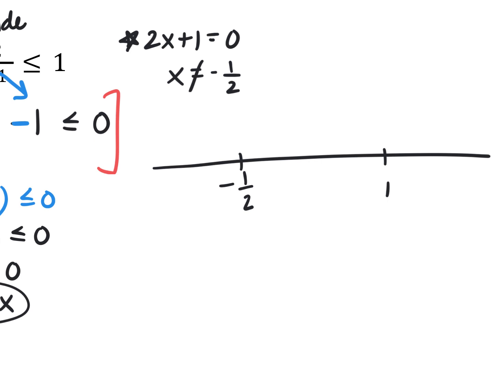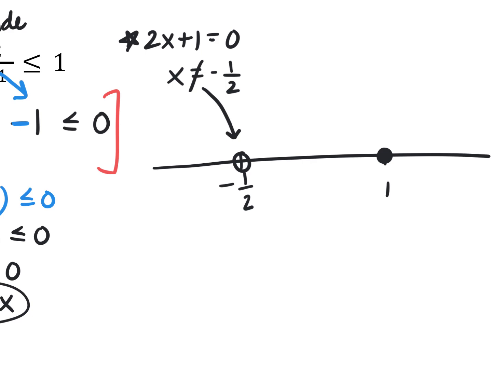Okay, now at negative 1/2, we cannot have that equal to it. So I'm going to have an open circle, right? That's why we have an open circle at negative 1/2. But now at 1, x could be greater than or equal to 1, right? So what kind of circle am I going to have at 1? It's going to be a closed circle, right?